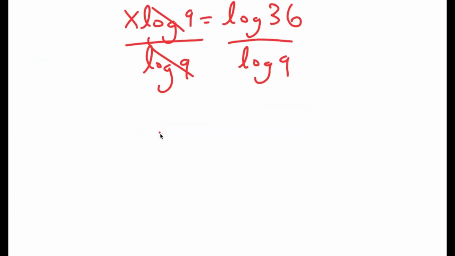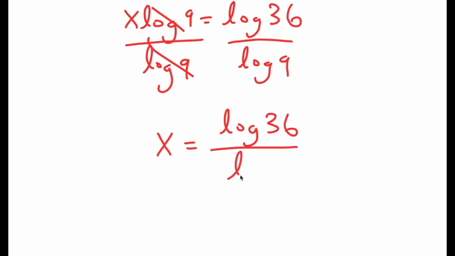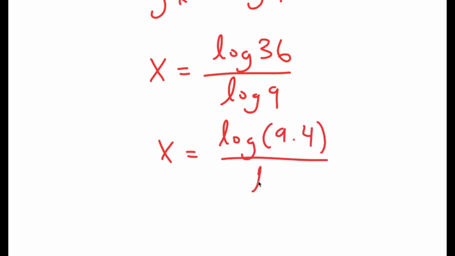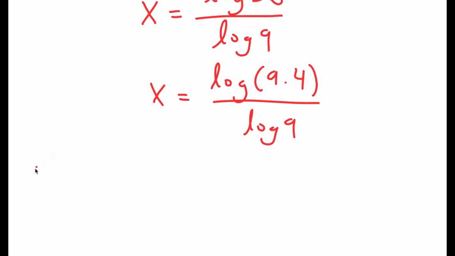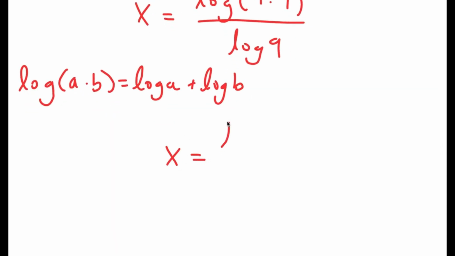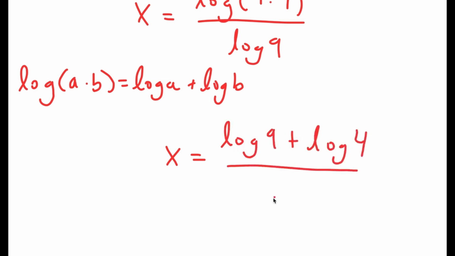So these two cancel out, and I get x is equal to log 36 over log 9. Now, I'm going to rewrite log 36 as log of 9 times 4. I did this because I can use the property log of a times b is equal to log a plus log b. In this case, this turns into log 9 plus log 4, and I have this over log 9.